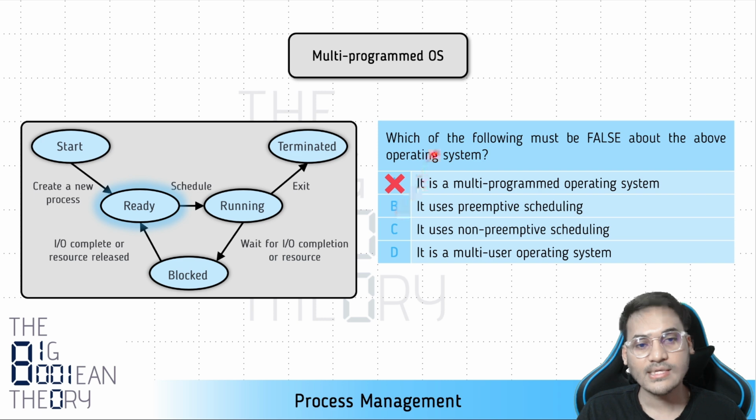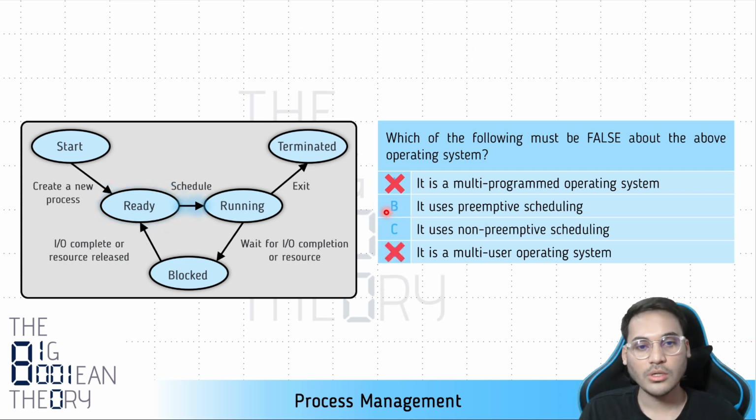But the question is asking which of the following must be false. So we cannot say that this is definitely false. It could be either true or false, right? So this option is incorrect. We cannot for sure say that this is a false statement. This could also be true. So option D is incorrect.